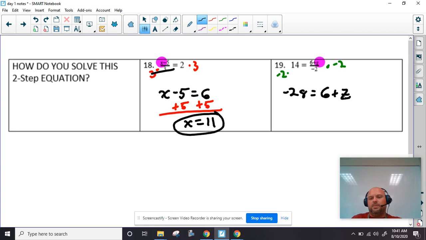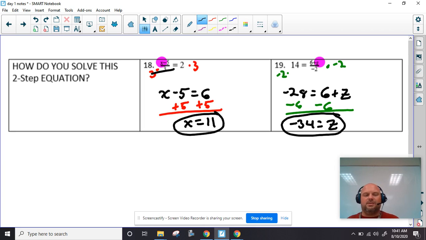And yes, I'm one of the weird people that do the line through the z because I have bad handwriting. Plus I had a professor in college that used to take off if I didn't do that. All right, moving on, this is going to be -34 equals z. So not really that bad.